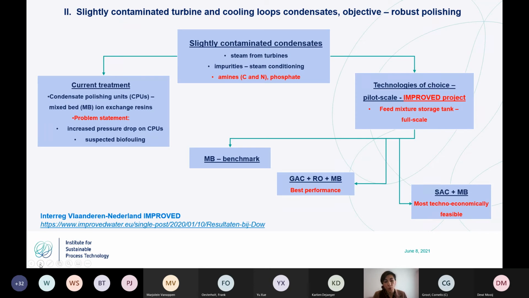Because of that, they need to be polished, and finding the best treatment trains to pre-treat these streams was a main goal and research in the improved Interreg project. In this project it was concluded that the treatment train granular activated carbon plus aerol plus mixed bed has the best performance, but on the other hand, the combination between strong acid cations plus mixed bed was the most economically feasible.